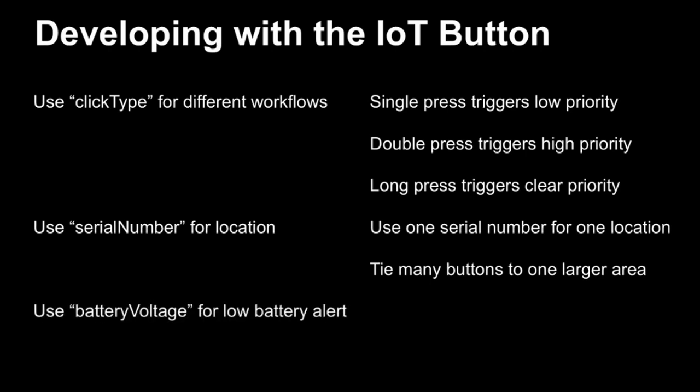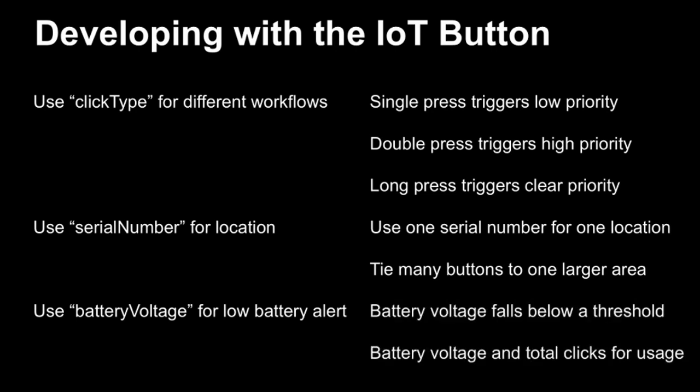You can also use the battery voltage for doing alerts and operations. So you can do things like check for low batteries. If the battery voltage falls below a specific threshold, you can take a specific action. So you can say, I need to reorder another button or provision another button. You can also use a combination of the battery voltage and the total number of clicks to track usage. So you're seeing that certain buttons are used more heavily in a certain area of the floor versus another. Are you seeing people reordering more often from one geographic location versus another? So you can tie battery voltage with your specific usage to make different business decisions.